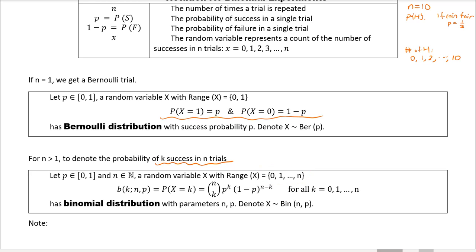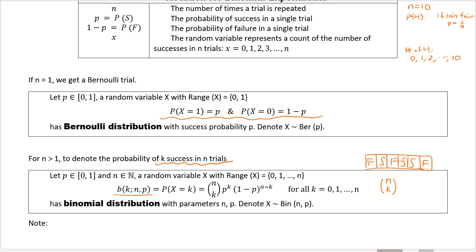Then this is our notation. So we say this is the probability P(X = k), and what is that? Remember, we have k successes in n trials. So okay, let's say we have n boxes, and we want to pick k of them to fill with success. So we have n boxes. We want to pick k of them to fill with success. Okay, and then the rest filled with failures.